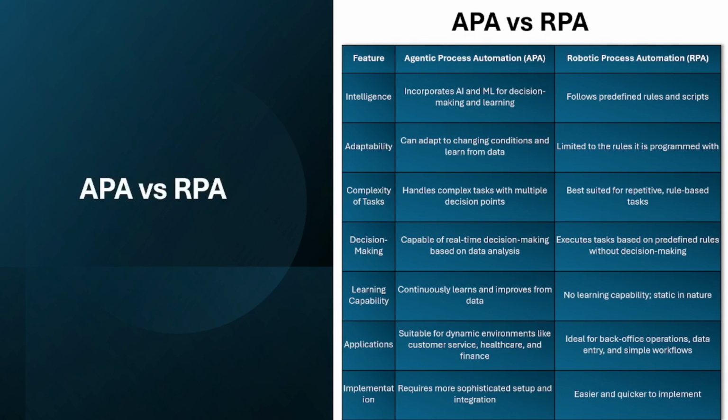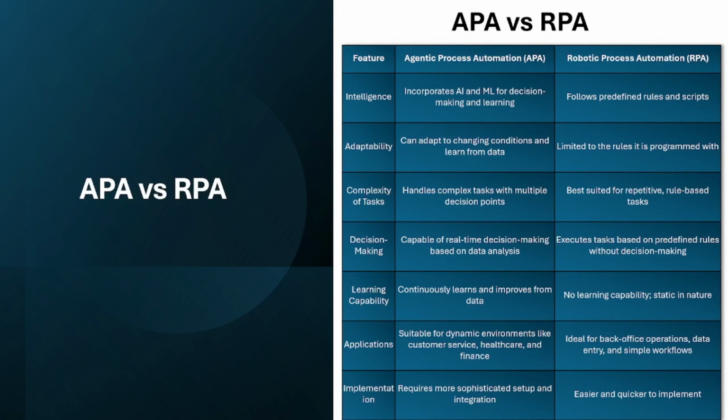So first feature is intelligence. APA incorporates AI and ML for decision making, and robotic process automation follows predefined rules and scripts. Adaptability, it can adapt to changing conditions and learn from the data. So that is the capability of agentic process automation, but RPA is limited to the rules it is programmed with, right?